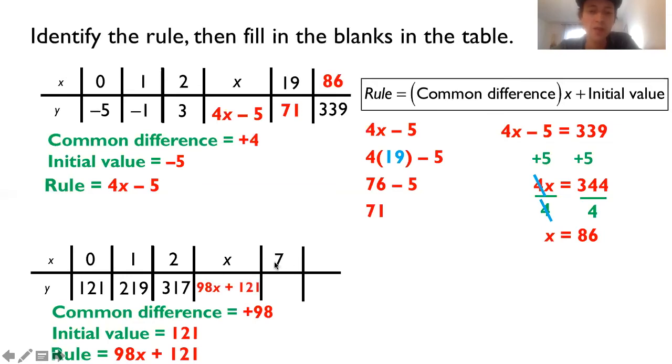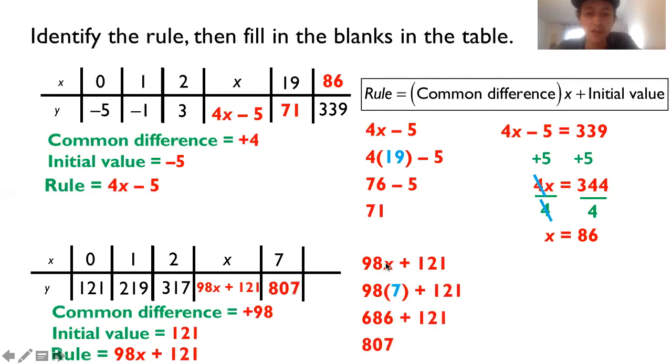So what if I want to know the 7th value? Well, you just replace the letter x with the number 7. And if you carry out the calculation, you're going to get 807.